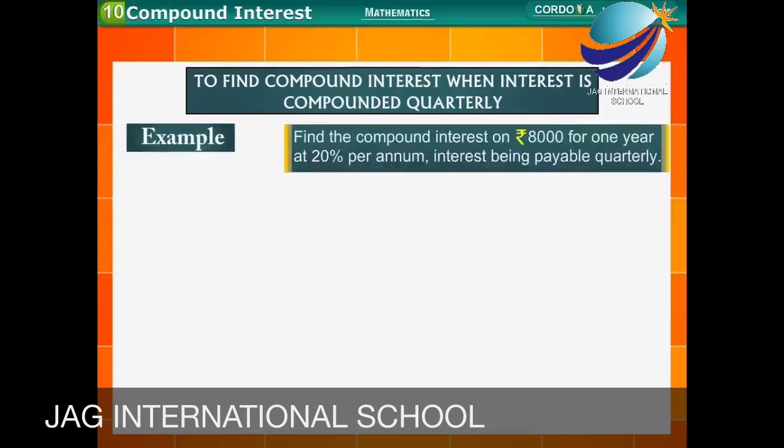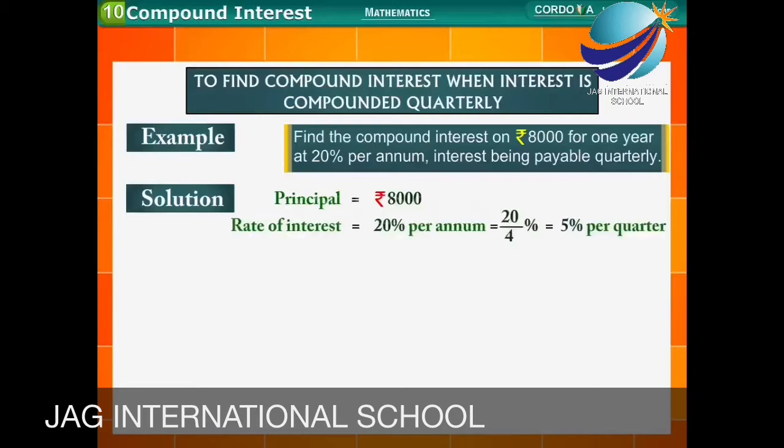Example, find the compound interest on rupees 8,000 for 1 year at 20% per annum, interest being payable quarterly. Solution: principal is equal to rupees 8,000. Rate of interest is equal to 20% per annum is equal to 20 by 4% is equal to 5% per quarter. Time is equal to 1 year is equal to 4 quarters.